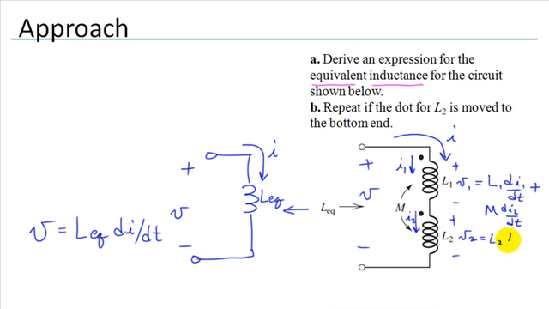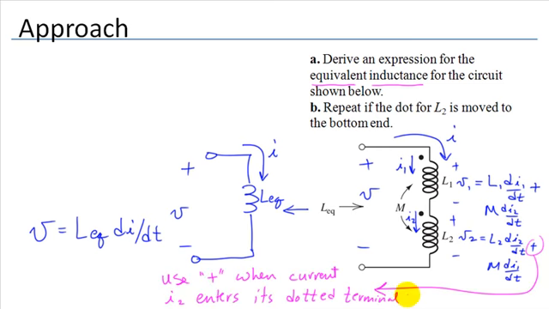In a similar fashion, the voltage that appears across L2 is given by the self-inductance term, L2 times di2 dt, plus the mutual inductance times the derivative of current in the other inductor. You have to be a little careful on handling signs when you do this. Use plus when the current I2 enters that dotted terminal. So it's pretty easy to do provided that you keep the direction straight.